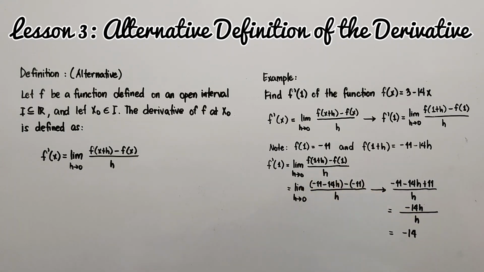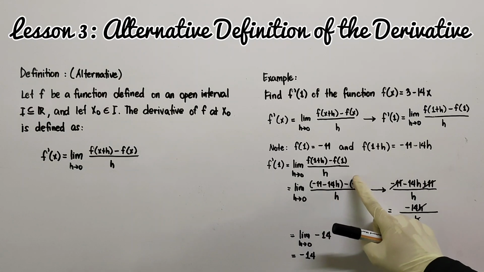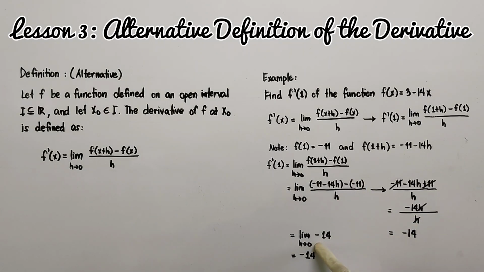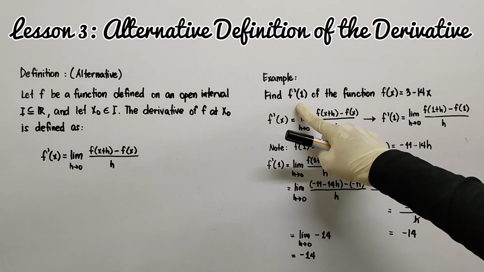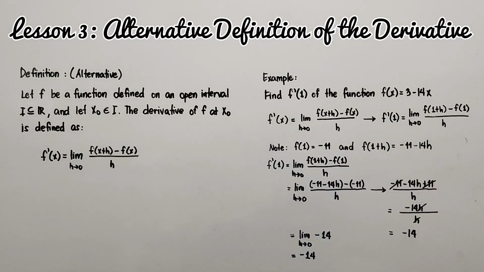We will simplify this ratio first. The numerator is negative 11 minus 14h, and minus negative 11 becomes positive 11. Negative 11 and positive 11 cancel out. So we have now negative 14h over h. Then we can still cancel h and h. So the simplified form now is negative 14. Since the simplified form of this ratio is negative 14, we have the limit of negative 14 as h approaches 0, and that is equal to negative 14. The derivative of the function at x equals 1 is negative 14.